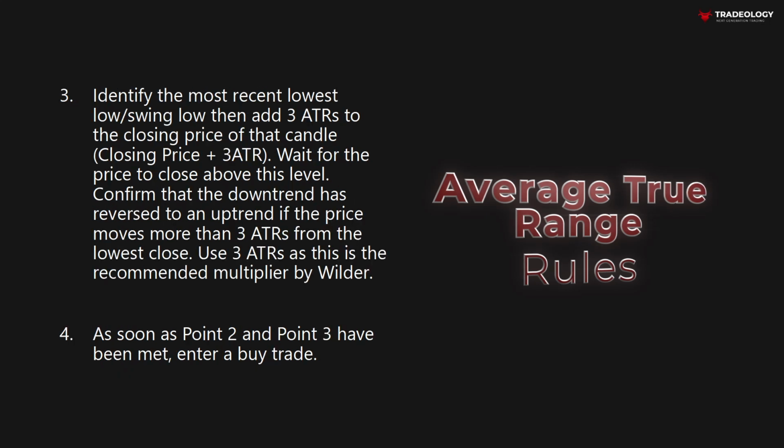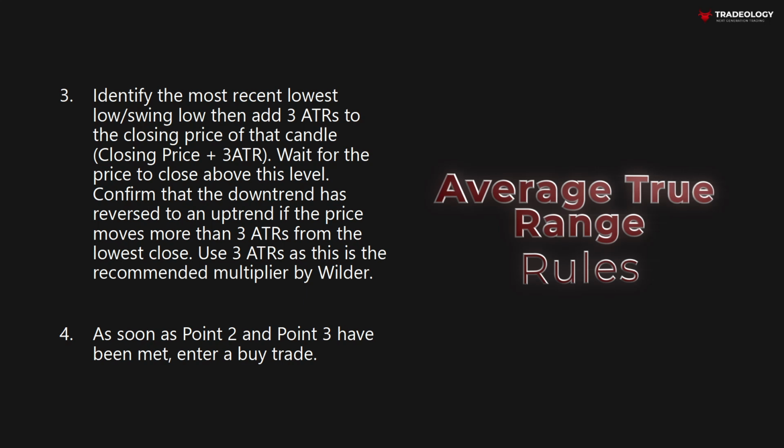Number 3, identify the most recent lowest low, swing low, then add 3 ATRs to the closing price of the candle, closing price plus 3 ATR. Wait for the price to close above this level. Confirm that the downtrend has reversed to an uptrend if the price moves more than 3 ATRs from the lowest close. Use 3 ATRs as this is the recommended multiplier by Wilder.